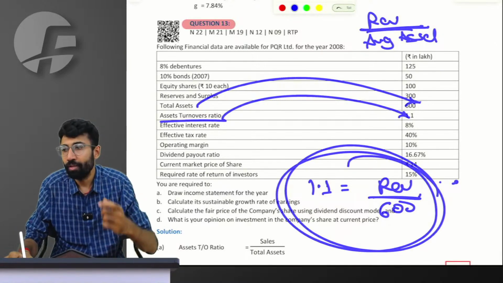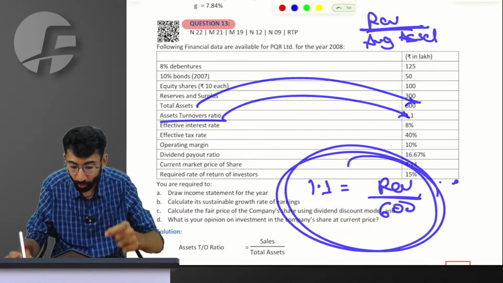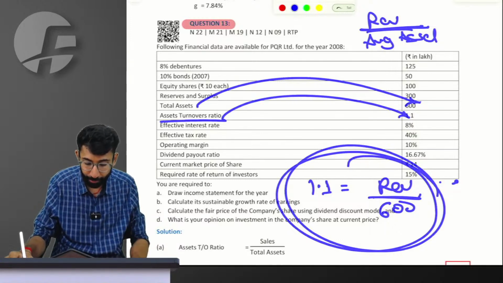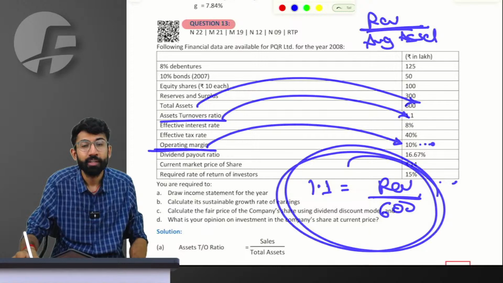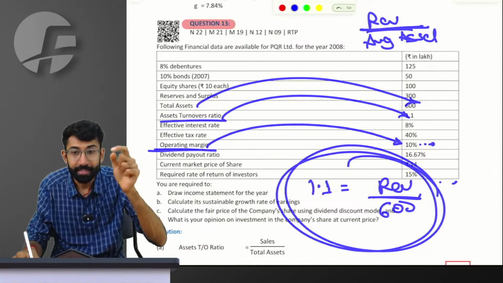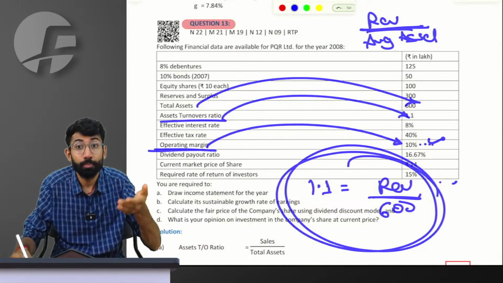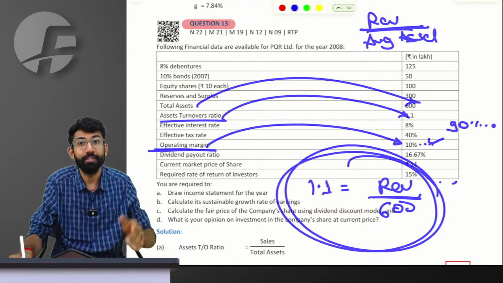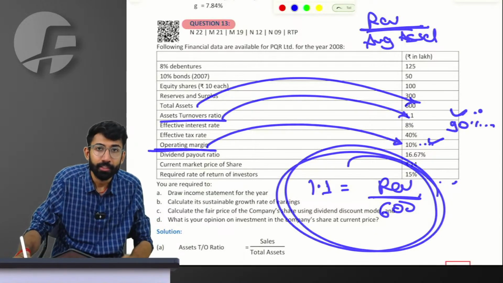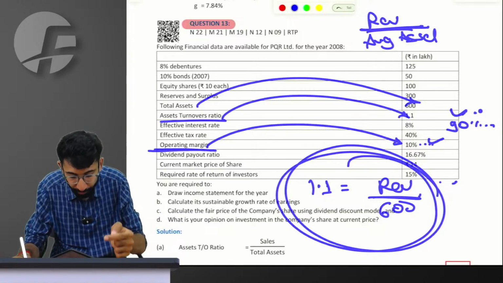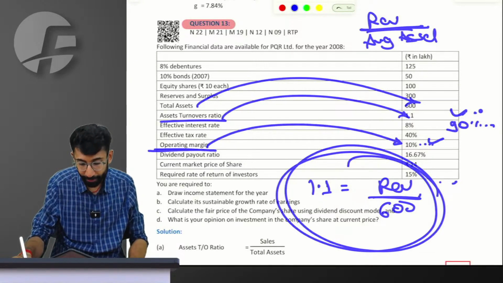So this way you will have to use different ratios to ultimately calculate numbers. Similarly, when someone says operating margin is 10%, which means of my sales, EBIT is 10%, which means operating expenses would be 90%, correct? This way you would be able to prepare the income statement.